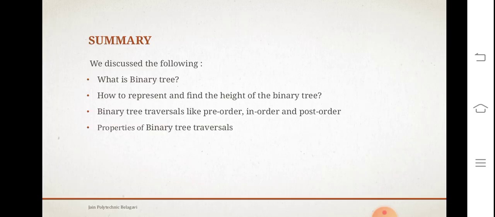So let me summarize what we discussed so far. We discussed what a binary tree is, then how to represent and find the height of a binary tree, then binary tree traversals like pre-order, in-order and post-order, and finally the properties of a binary tree. If you have any doubts in this, please do ask your queries.